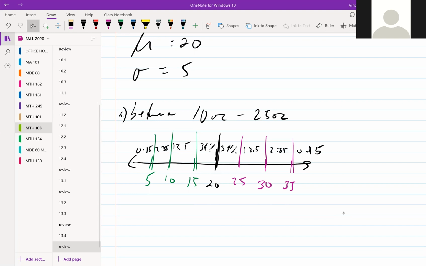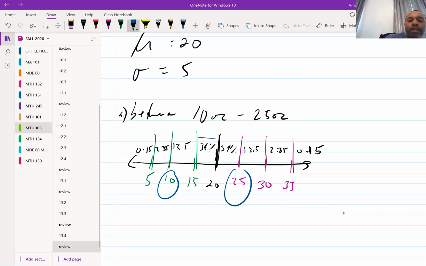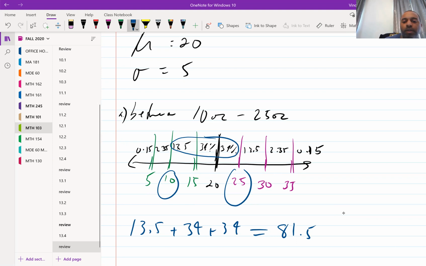Okay. So now the data values in question, we have 10 and 25. So you add the percentages, excuse me, in between those two data values. So 13.5, 34, 34. That's going to be what, 81.5. Okay, that's my answer. That's what I got, 81.5. I just didn't know how to, it was confusing. I just didn't understand how to.